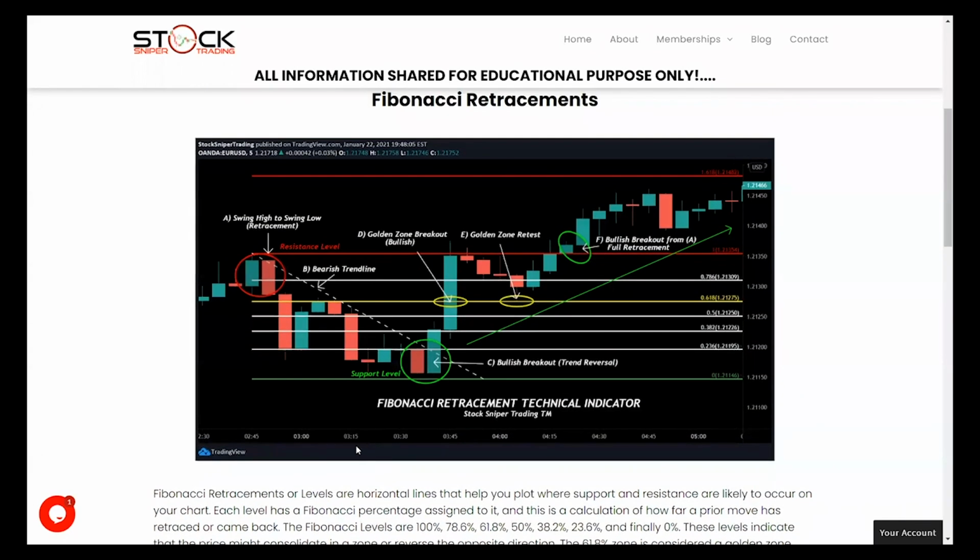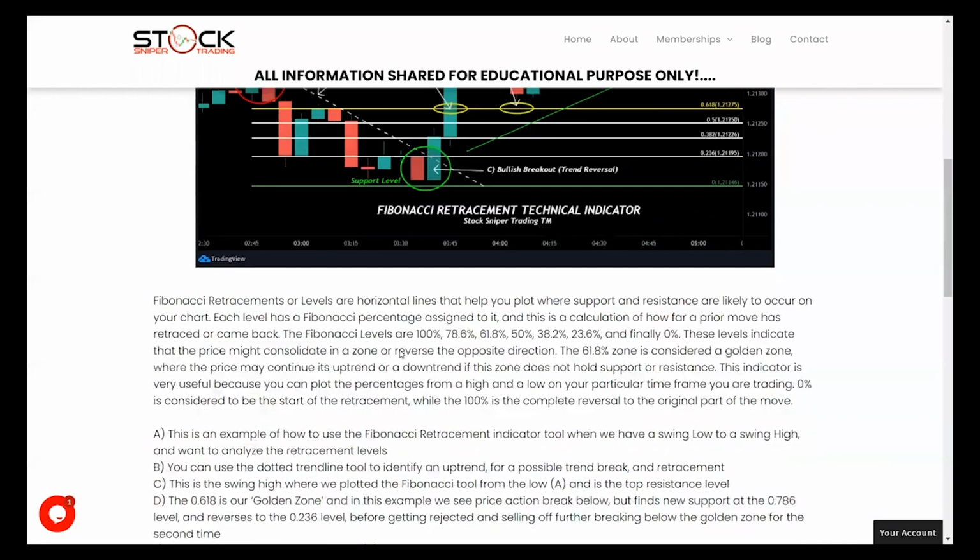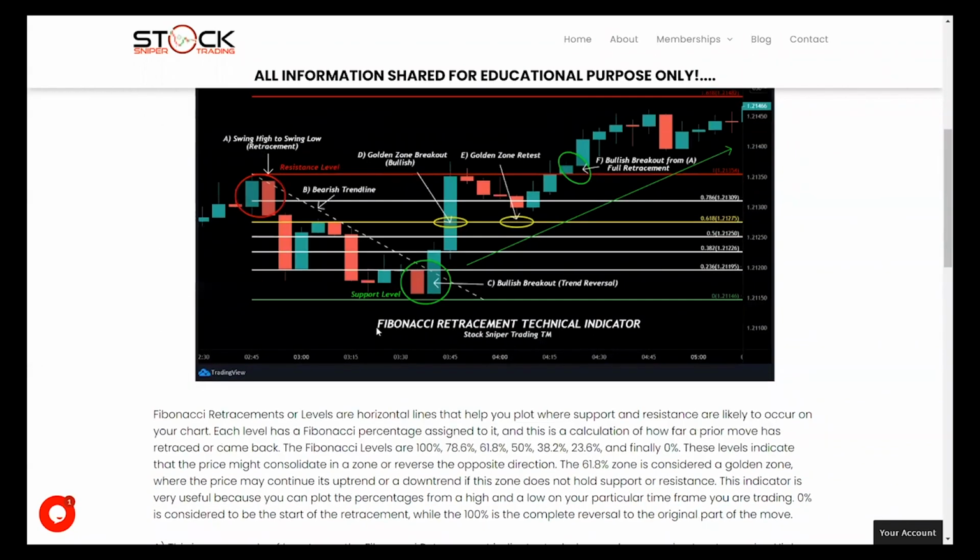Okay, so what we're going to do here is I'm going to go over what Fibonacci's are. You can plot these two ways. You can plot them from a swing high to a swing low, like right here. If I plot it at the top of this candle to the swing low, and now I want to find the retracement coming up and the possible breakout. And then you can also plot them from a swing low to a swing high. So I'll show you both of them, how they look. And guys, I'll answer all questions at the end of the period.